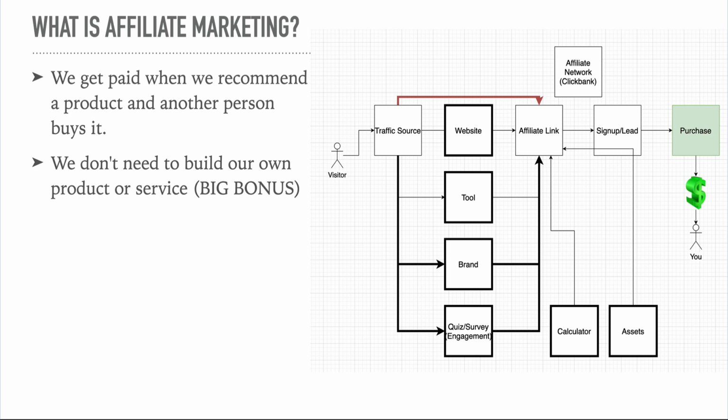And here we have a diagram. We have a visitor, basically coming from a traffic source. In the middle, we have a website, some tools, brands, something to create engagement. After that, they click on our affiliate link and hopefully go to the merchant and buy the product or service, and then we get paid.